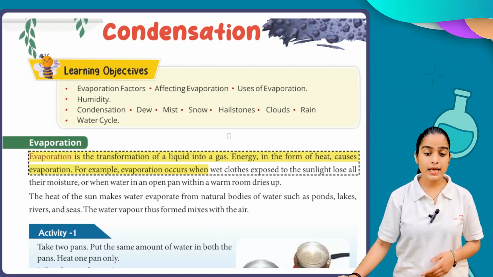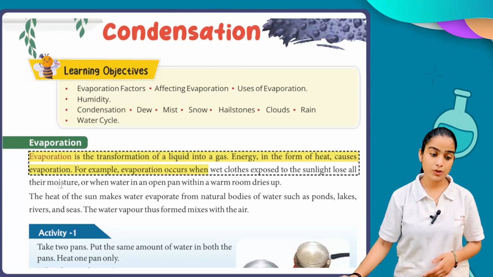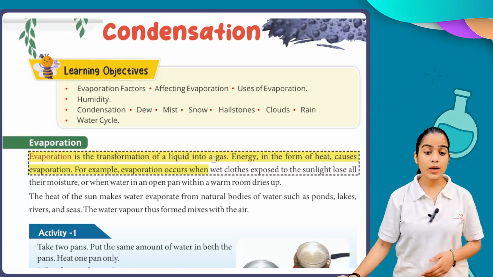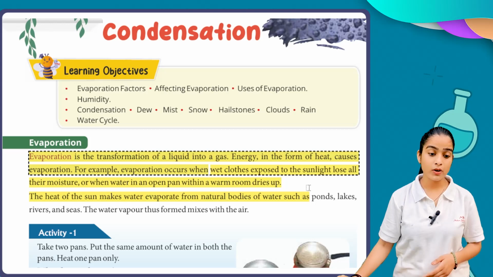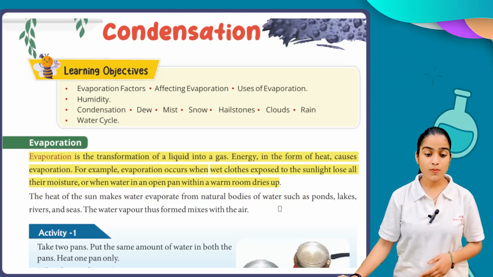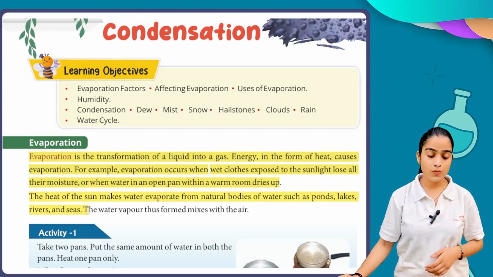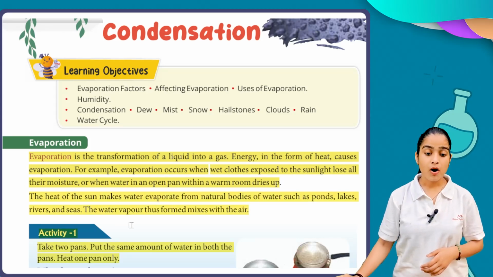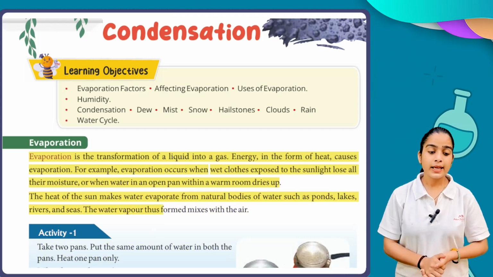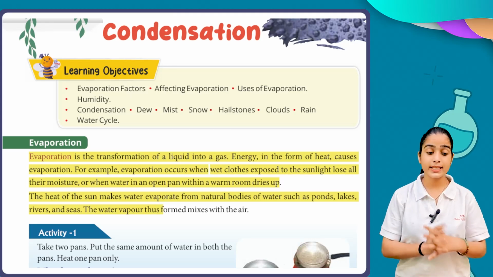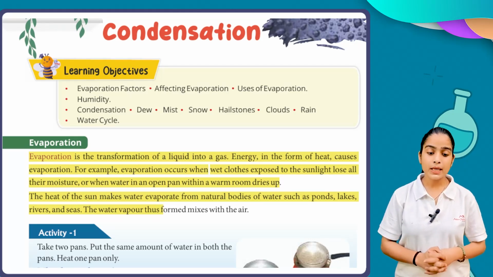Next, energy in the form of heat causes evaporation. For example, evaporation occurs when wet clothes exposed to the sunlight lose all their moisture, or when water in an open pan within a warm room dries up. The heat of the sun makes water evaporate from natural bodies of water such as ponds, lakes, rivers, and seas. The water vapor thus formed mixes with the air.